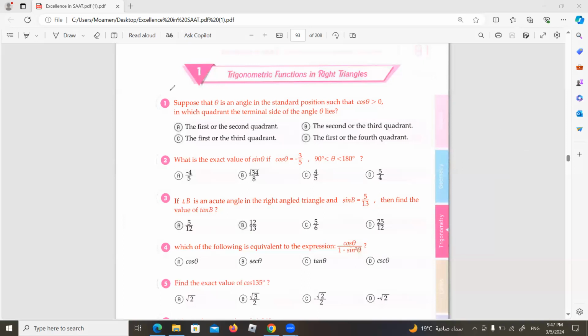We're going to number 3. Number 3 is the same. Okay, let's solve number 3, directly, Mister.